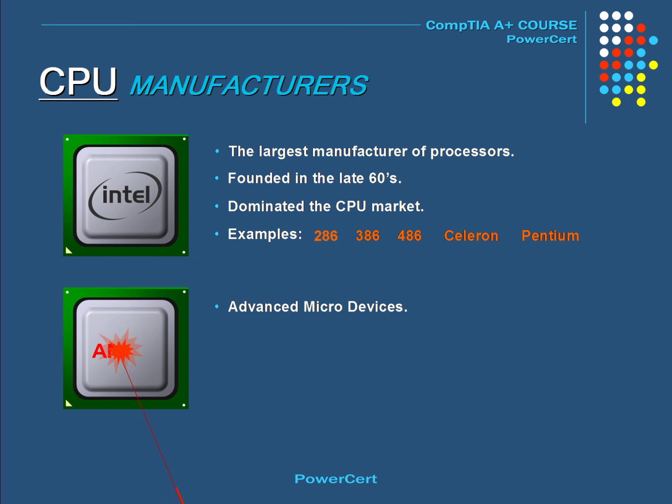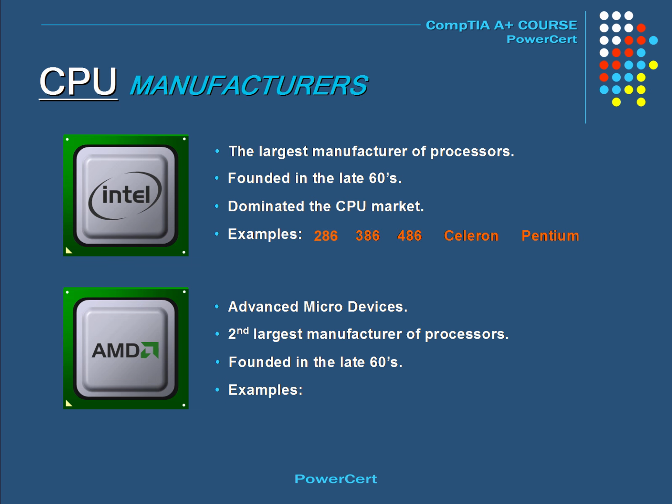Advanced Micro Devices, or AMD, is the second largest manufacturer of processors. AMD was also founded in the late 60s, but it didn't really start to compete with Intel in the CPU market until the mid-1990s. Some of the AMD processors are known as the K5, K6, Athlon, Duron, and the Sempron processors. Their higher-end processors include the Athlon 64, Opteron, and Phenom.